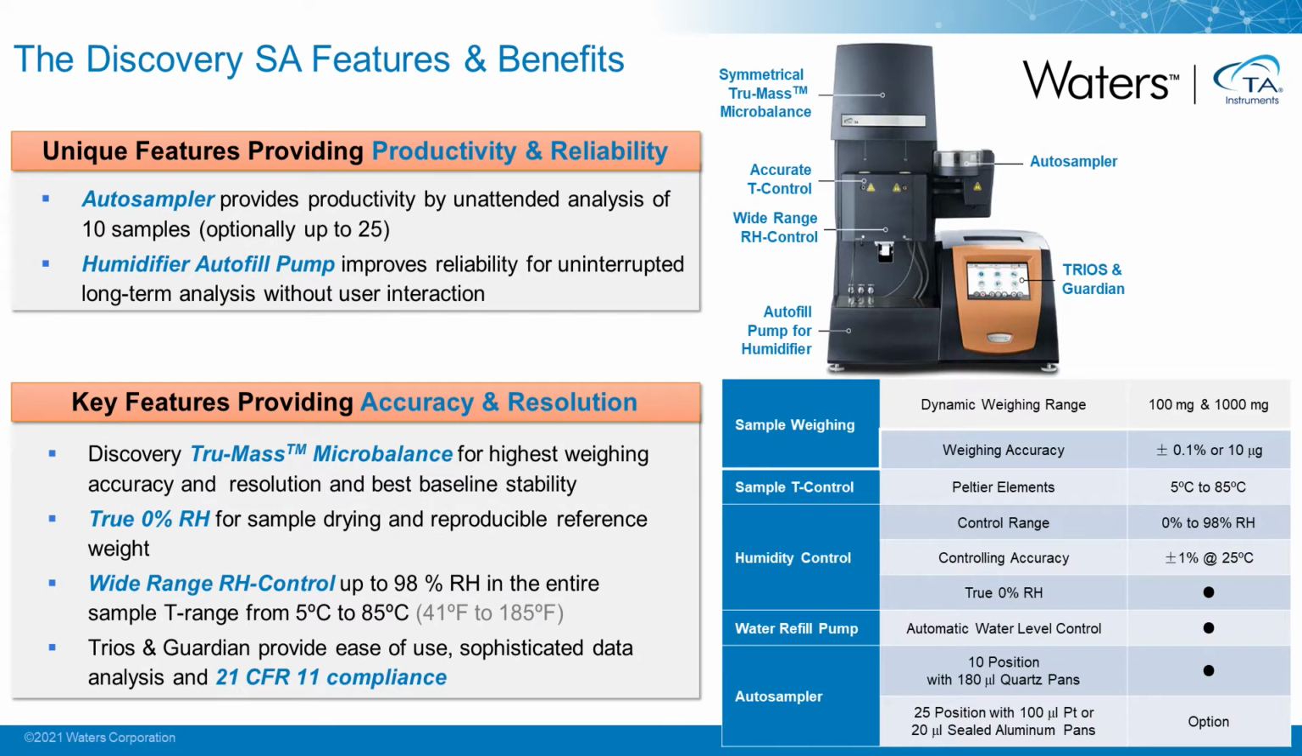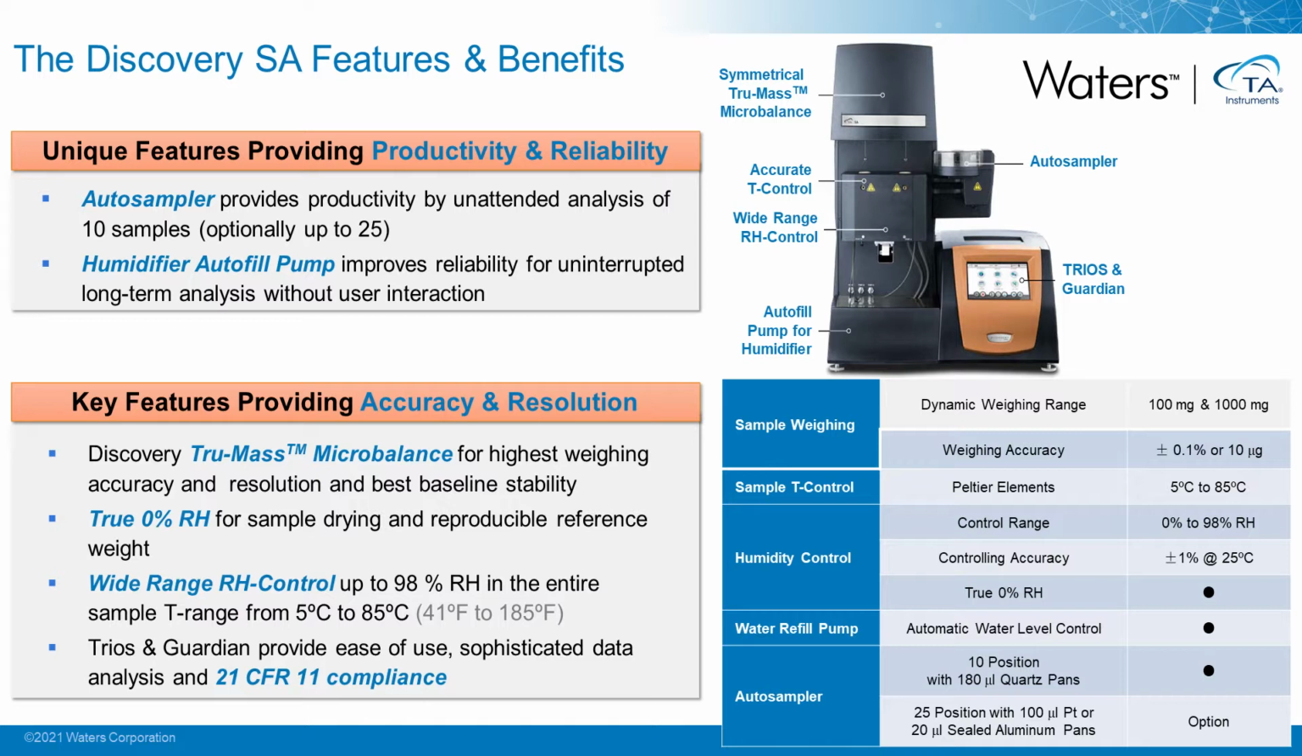So some of the unique features of this instrument include an auto sampler, which the base auto sampler is a 10-position auto sampler. There's also an option to have a 25-position auto sampler. That particular auto sampler comes with a pan punch, so that samples that are sensitive to moisture or maybe oxygen in the atmosphere can be sealed and then punched prior to putting into the instrument.